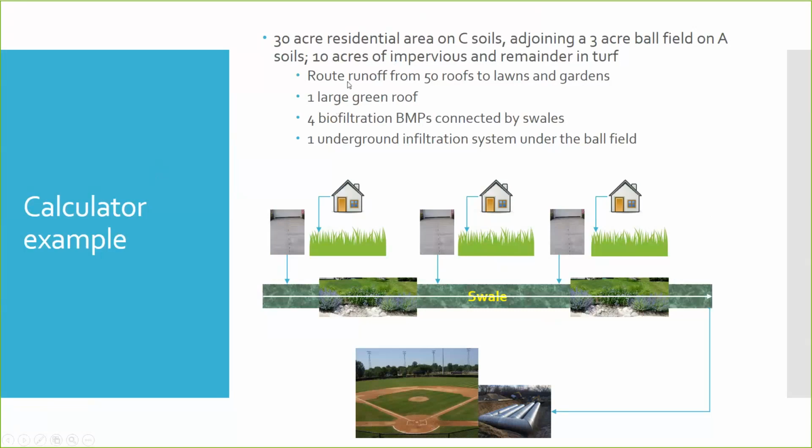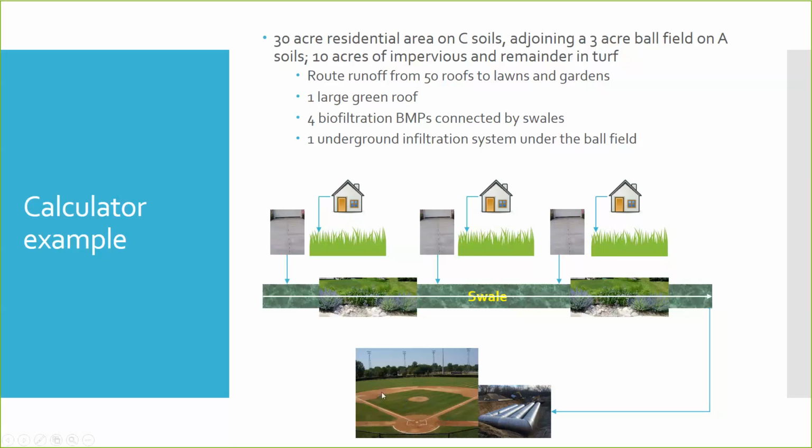We're going to route the water from 50 roofs to lawns and gardens. We're going to have one large green roof in our system, maybe a commercial building, and we're going to route that into our swale system. We're going to have 4 biofiltration BMPs that are connected to these swales, so it might be a bioswale, or in the case that I'm going to show, it's going to be different biofiltration BMPs. And you'll see that when we run this example, there'll be excess water, and so we're going to run that to one underground system that underlies the ball field on the A soils.